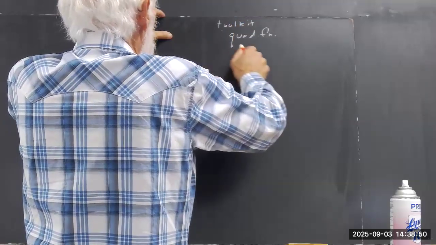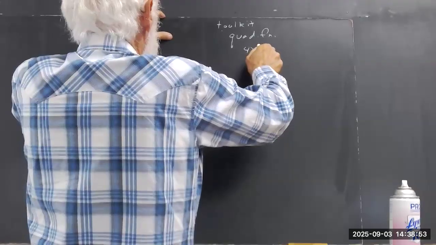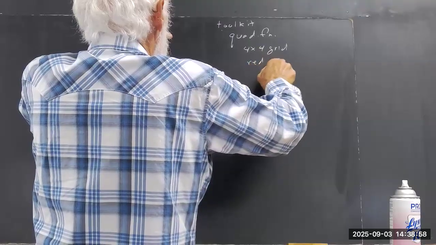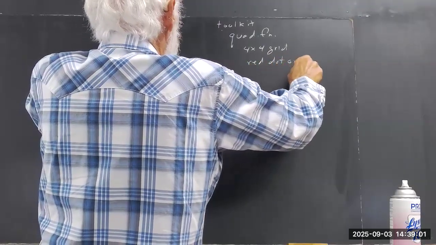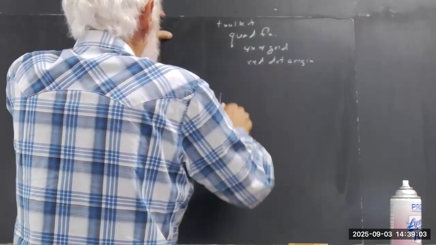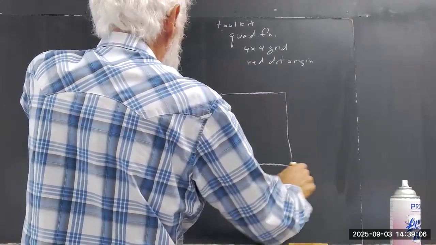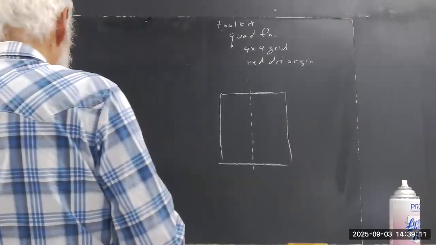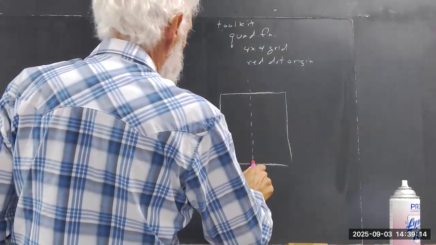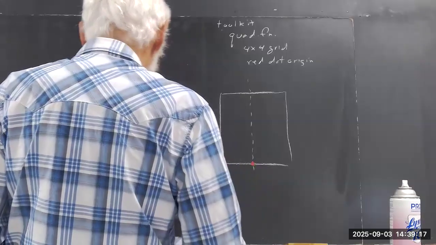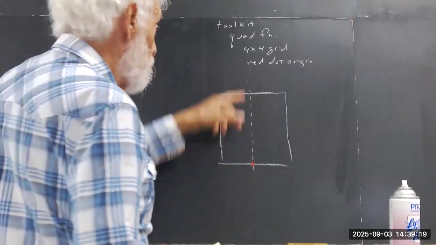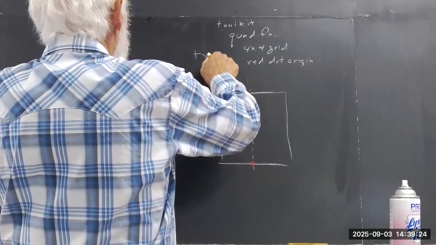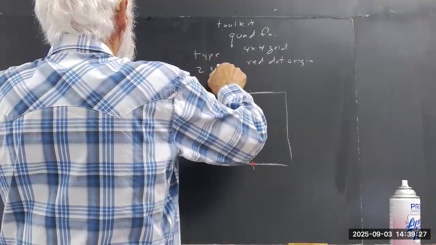It's called the toolkit quadratic function, 4x4 grid. Red dot at the origin. I'm going to do this without a whole lot of explanation. The first line we usually draw is a vertical line through the center, and if the red dot is at the origin, that's where it goes. It's on the lower edge of the quadratic function. This is a type 2 grid.